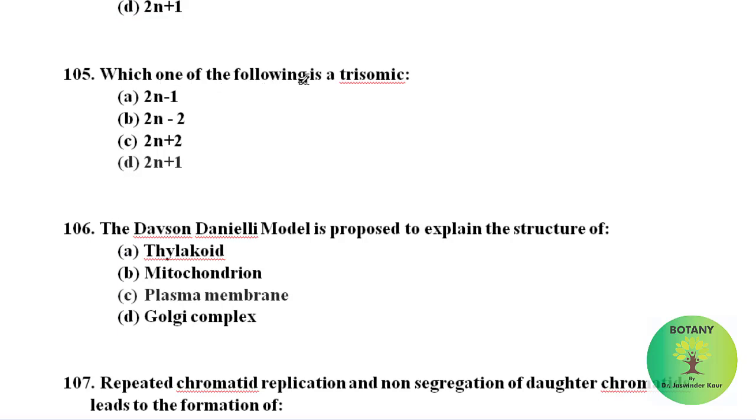Which one of the following is a trisomic? Trisomic is also a type of aneuploidy where there is a gain of 1 extra chromosome and it is represented by 2n plus 1.